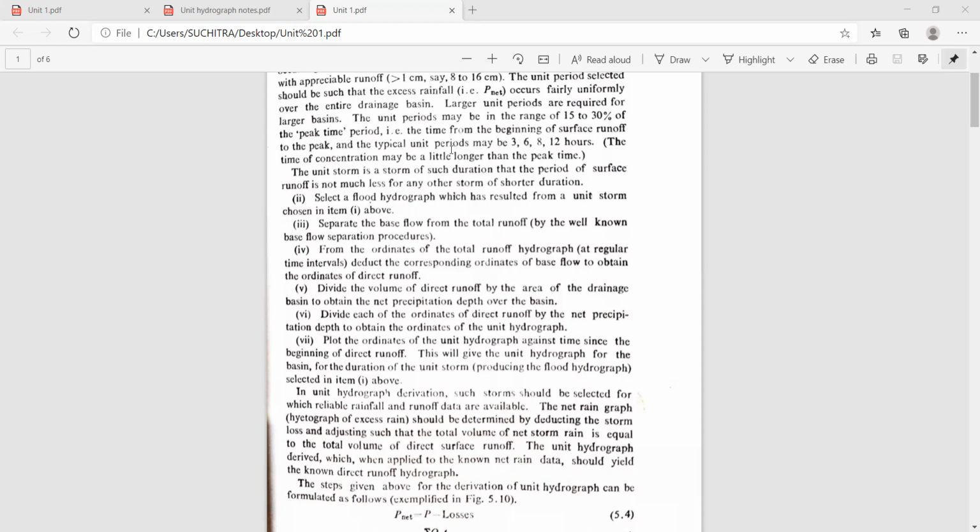Then from the total hydrograph, we have to find out the total runoff ordinates, so that is known as TRO. So from the total runoff ordinates, we have to deduct the base flow ordinates. So that is known as BFO. So TRO minus BFO will give you the direct runoff ordinates.